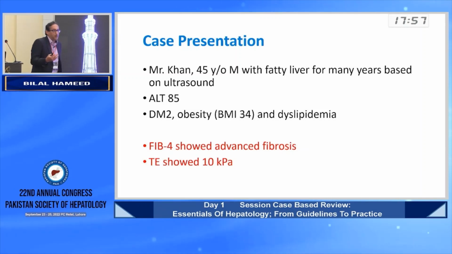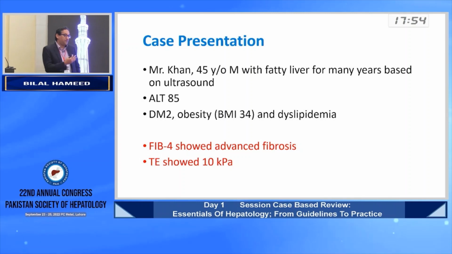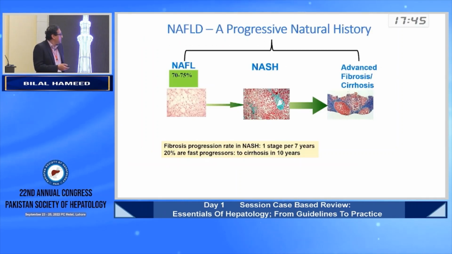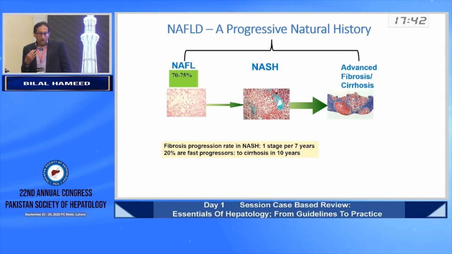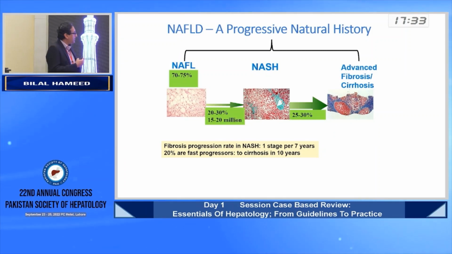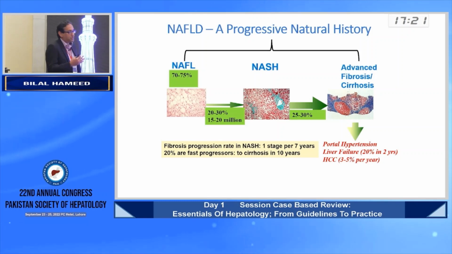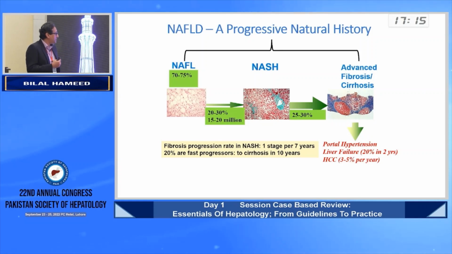So some of the earlier information that we had: the FIB-4 did show that he had advanced fibrosis, and transient elastography showed he has a kPa of 10. So he has like F2, F3 fibrosis. When we talked earlier in the morning, we all know that NAFLD is a progressive condition. About 70% of patients have NAFLD, and then 20-30% are going to develop what we call NASH. In America, it's about 15 to 30 million people. Out of those, 25 to 30% will have advanced fibrosis, which will lead to portal hypertension, and then HCC and liver failure, with 3 to 5% per year of HCC.